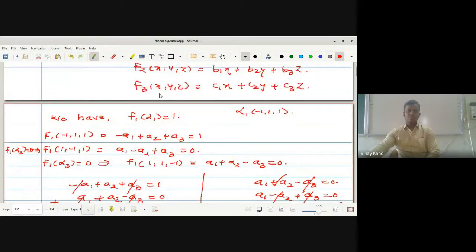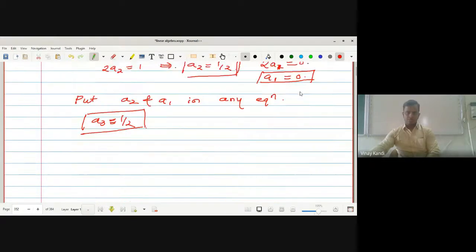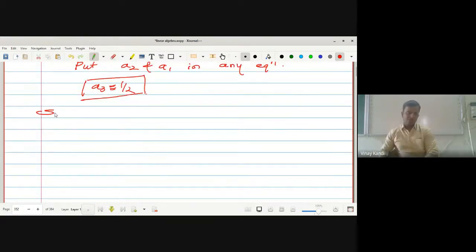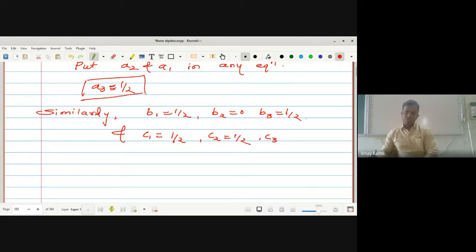Similarly, f3 of alpha 1 is equal to 0, f3 of alpha 2 is equal to 0, and f3 of alpha 3 is equal to 1. We get three equations and three unknowns c1, c2, and c3. Okay, we solve it. Now, similarly, we can find b1 is equal to 1 by 2, b2 is equal to 0, and b3 is equal to 1 by 2. And c1 is equal to 1 by 2, c2 is equal to 1 by 2, and c3 is equal to 0.